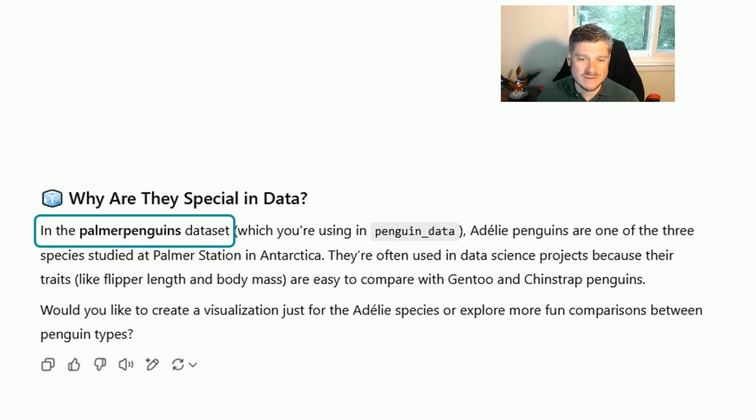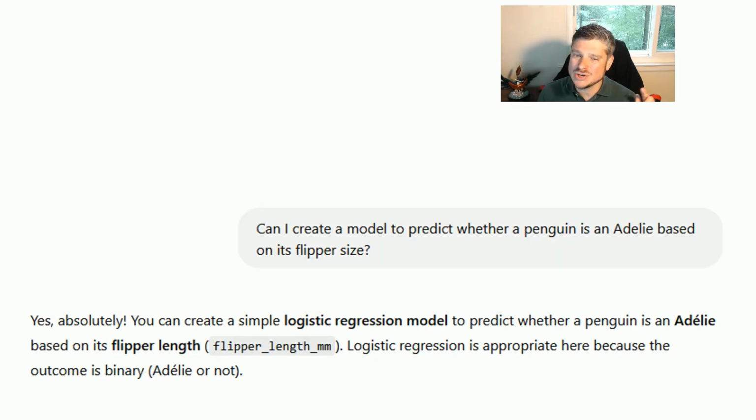Then I asked, would you like to create visualizations or more fun comparisons, a bunch of other stuff. So I thought back to one of my other videos and I said, well, can I actually create a model to predict whether a penguin is an Adelie based on its flipper size? And it says, yes, absolutely. So friendly. You can create a simple logistic regression model to predict whether it is an Adelie penguin based on its flipper length. Logistic regression is appropriate here because the outcome is binary, Adelie or not. And that is 100% accurate, and that is a great description.